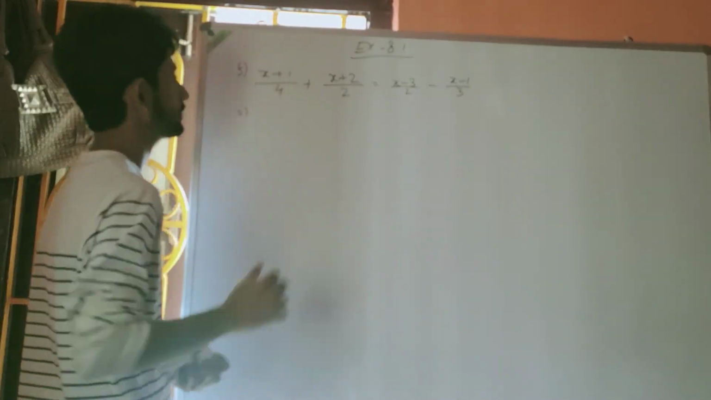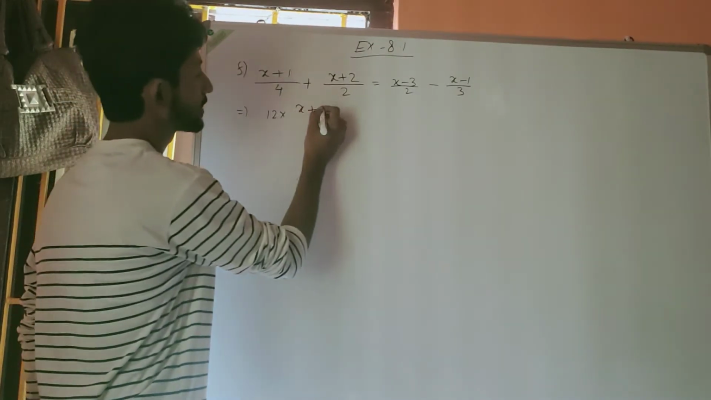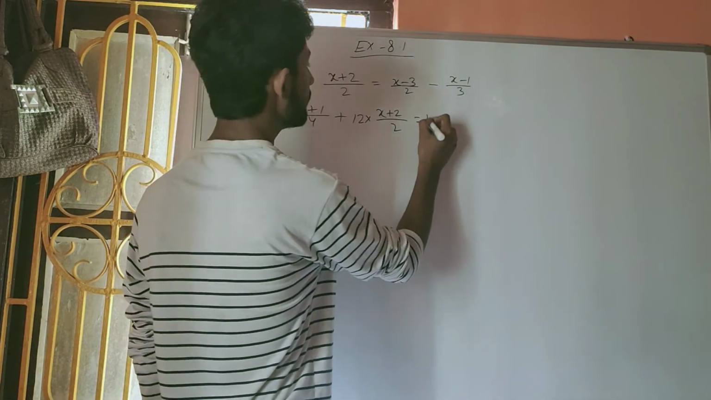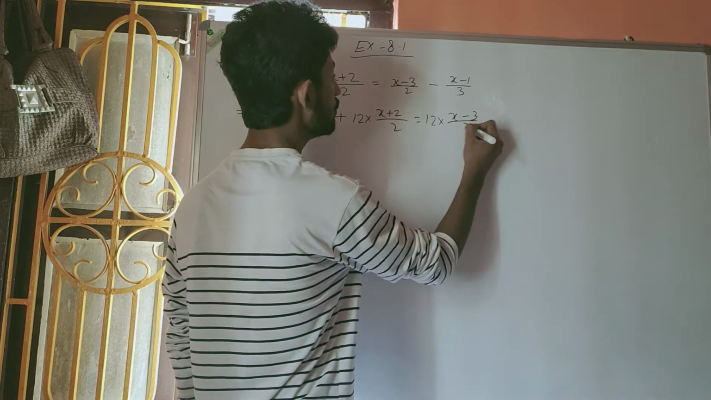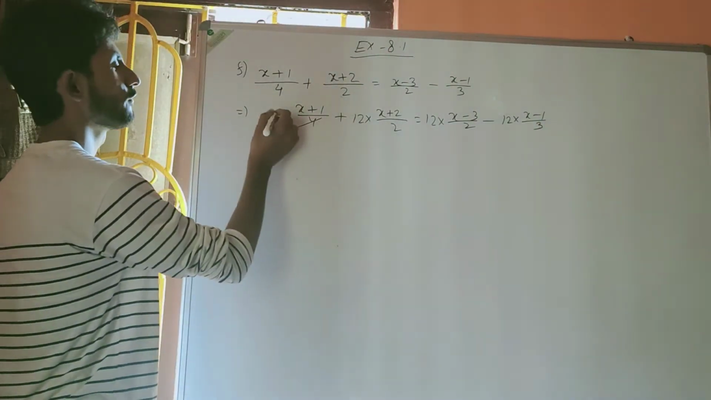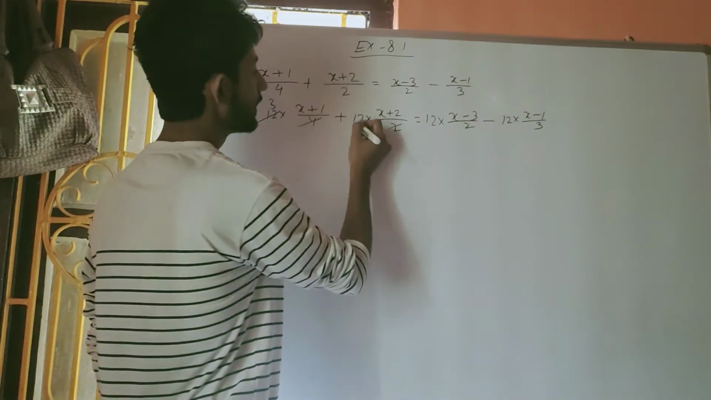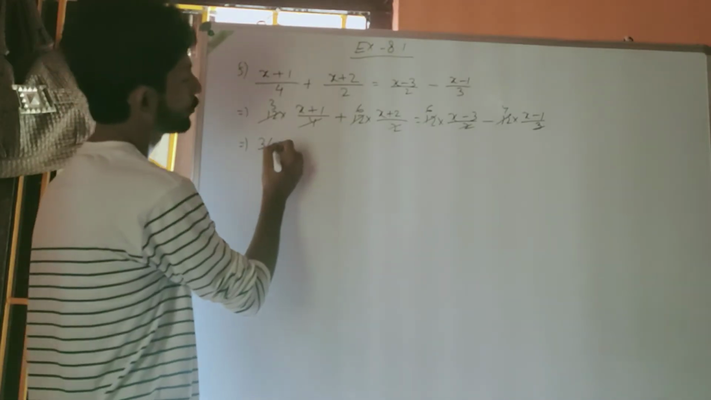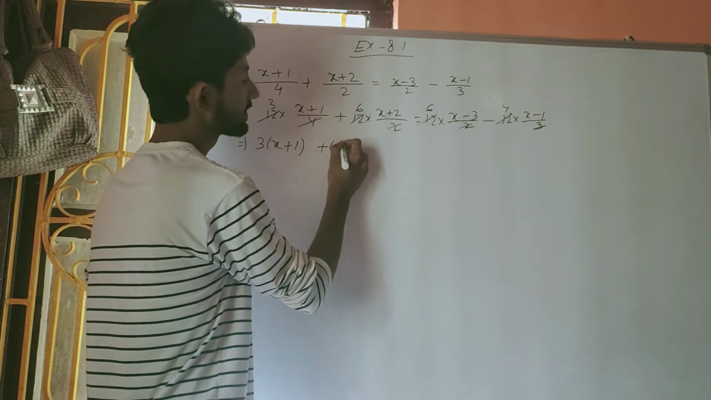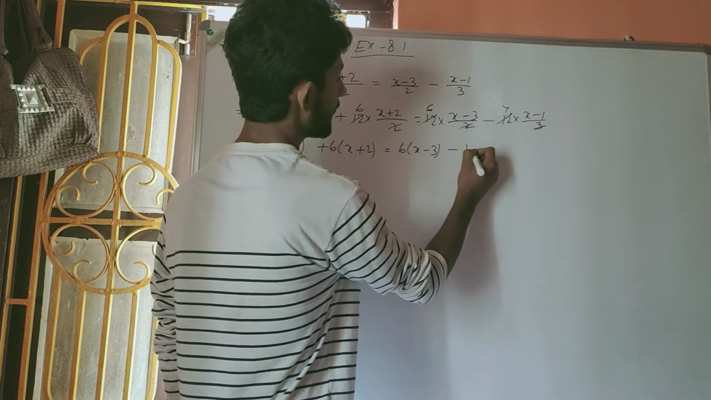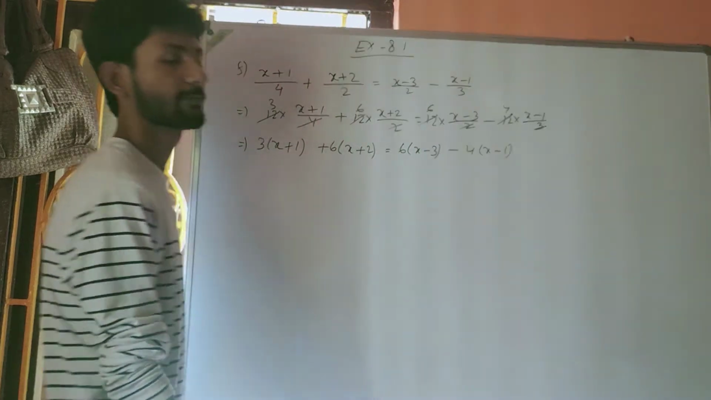Okay. So it will be 12 multiplied with (x + 1) by 4 plus 12 multiplied with (x + 2) by 2, 12 multiplied with (x − 3) by 2, 12 multiplied with (x − 1) by 3. If we cut, then it will be 3, it will be 6, it will be 6, and it will be 4. Now 3 is multiplied with x plus 1, 6 is multiplied with x plus 2, 6 is multiplied with x minus 3, and minus 4 is multiplied with x minus 1.